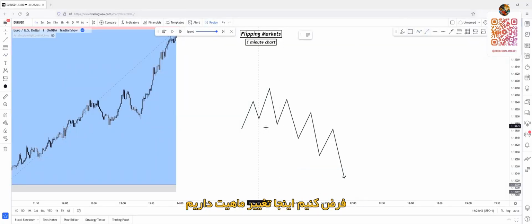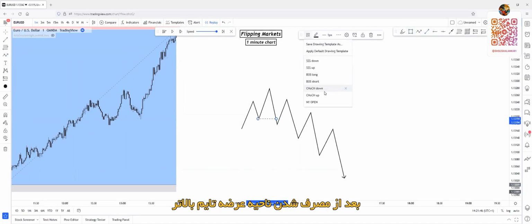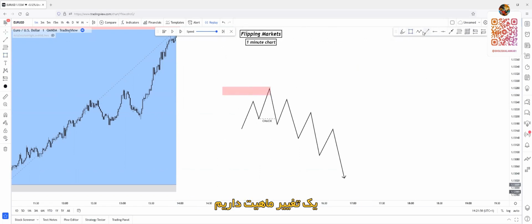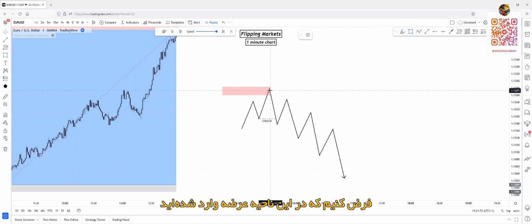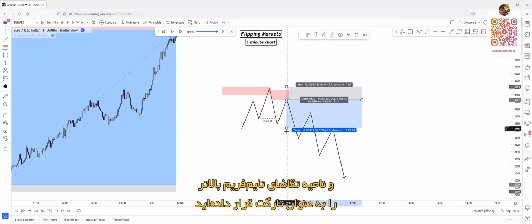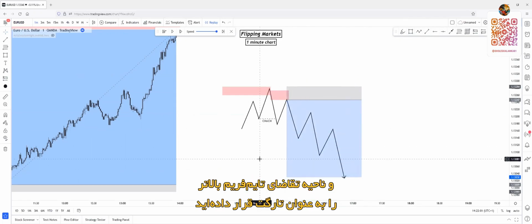So let's say a change of character happened here, down after a higher time frame supply mitigation. So we have a change of character. Let's say you entered on a freshly formed supply zone here. You entered in a short position on this supply zone. And you're targeting the next unmitigated higher time frame demand zone.